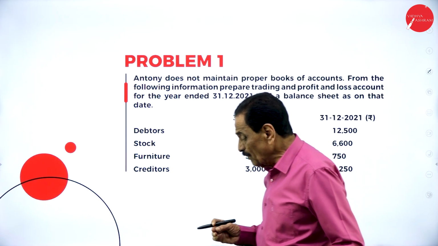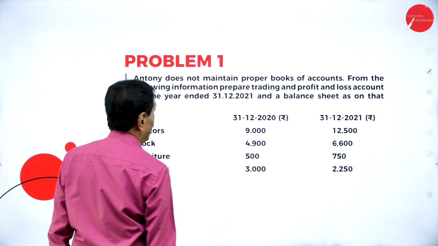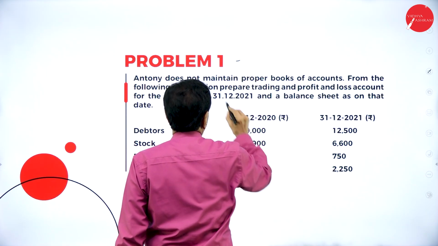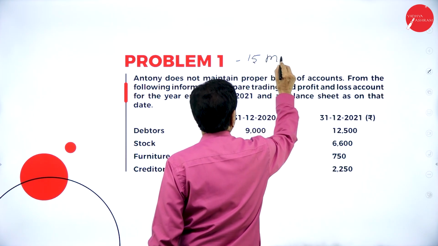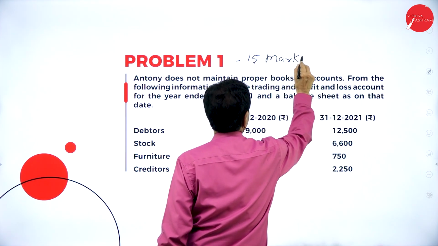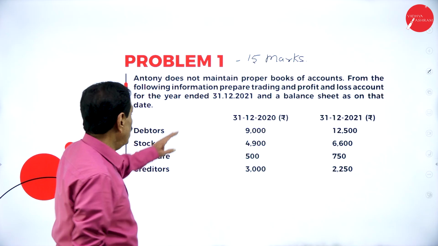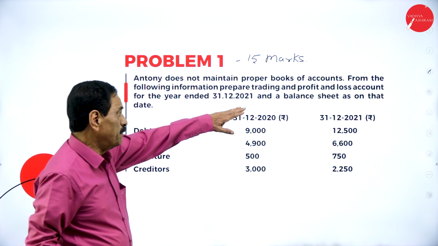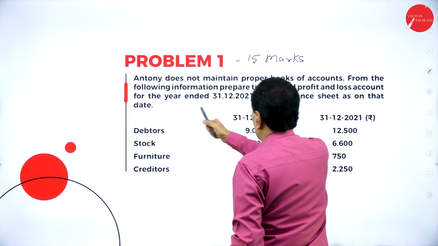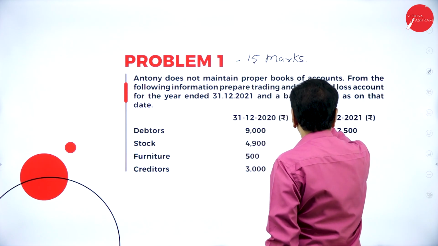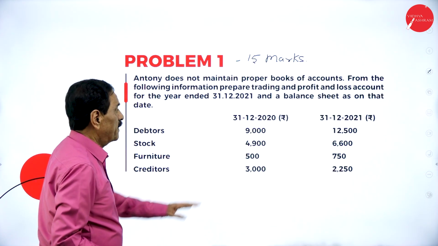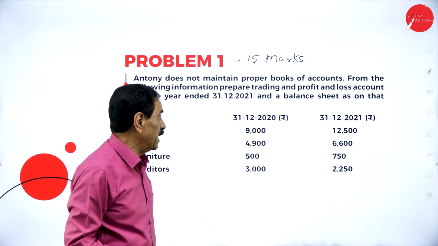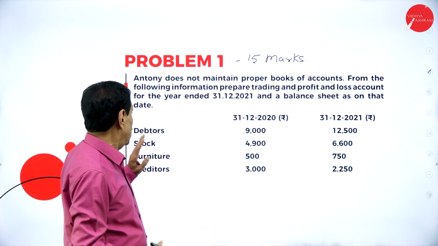Now we'll go with the first problem. This is for 15 marks. Anthony does not maintain proper books of account. From the following information, prepare trading and profit and loss account for the year ended 31st December 2021 and a balance sheet as on that date.